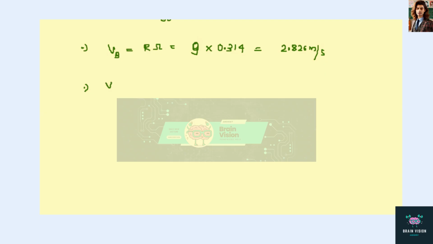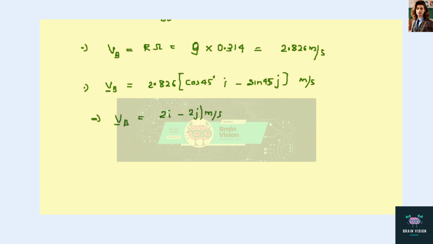Now let us express the velocity of the observer in terms of vector. So we can write velocity of observer in terms of vector V. It will be 2.826 cos 45 i minus sin 45 j meter per second. So we get the velocity of the observer will be equal to 2i minus 2j meter per second.